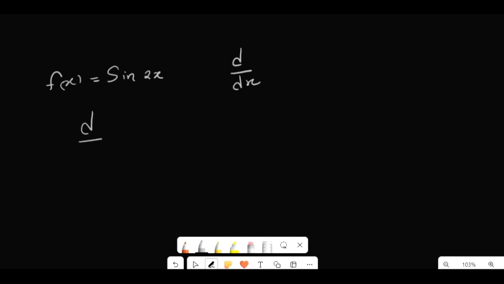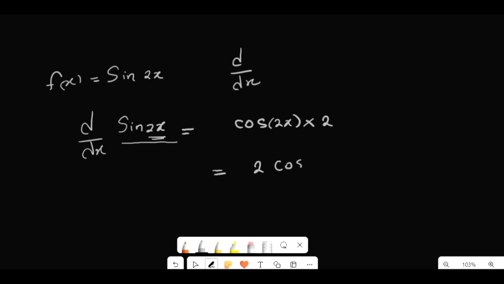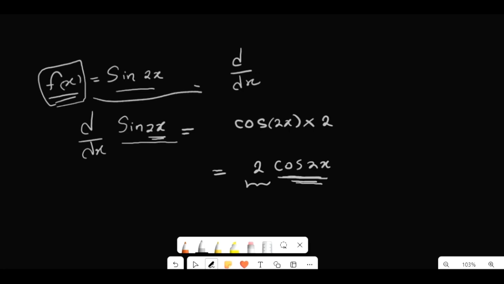So I'm doing the operation d over dx on sine 2x. First we take the whole thing: sine 2x, by derivation, gives cos 2x. Then we move inside, and we get 2, so the answer is 2 cos 2x. As you can see, guys, here we didn't obtain the same function. Yes, we got a constant, but we didn't get the same function. So this f(x) is not an eigenfunction of this operator.